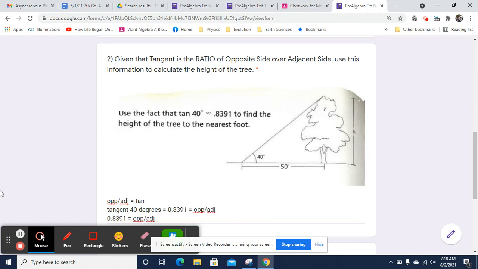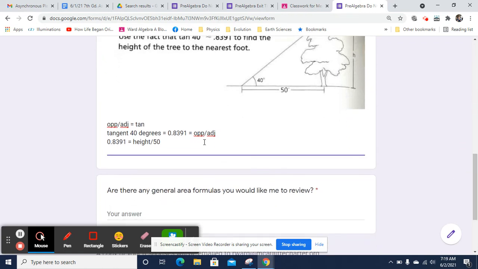But what are opposite over adjacent? Well, in this case, the opposite side for the 40-degree angle is the height. So it's going to be height. And then the adjacent side, we have the measurement for that, is 50. So now we just have to solve for the height. We can multiply both sides by 50. So height will equal 50 times 0.8391. And yes, use a calculator for this.